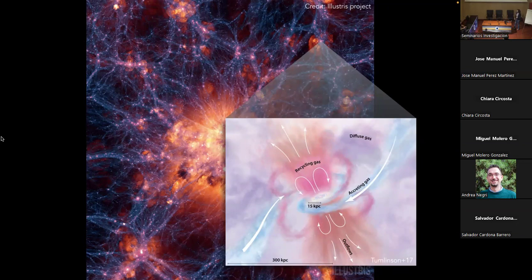And after the gas is accreted, it is processed to form new stars. It can be ejected and eventually reaccreted back onto the galaxy. But what I'm particularly interested in is this on an even smaller scale.